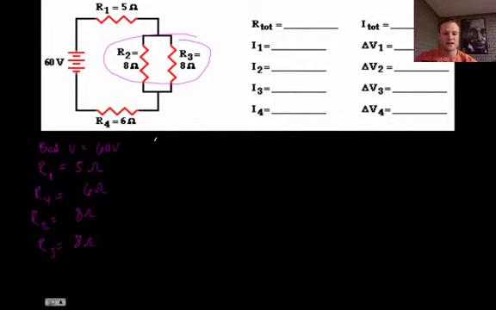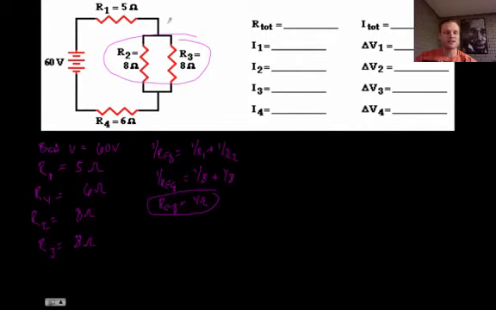The way to do that is 1 over R equivalent equals 1 over R1 plus 1 over R2. So basically I'll fill in the numbers here: 1 over 8 plus 1 over 8. And if you do this math problem, you would get an equivalent resistance of 4 ohms. That's important because now instead of this being two 8 ohm resistors, we can pretend that this is a 4 ohm resistor here.